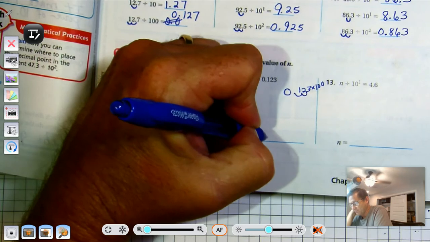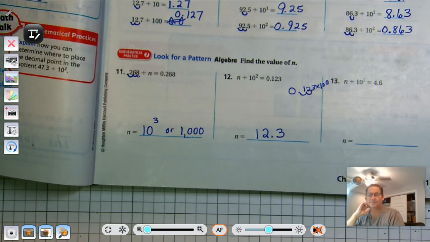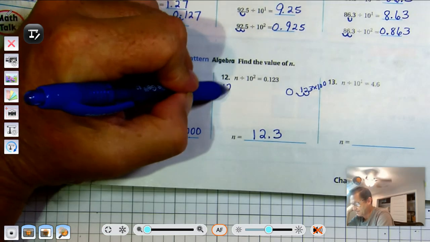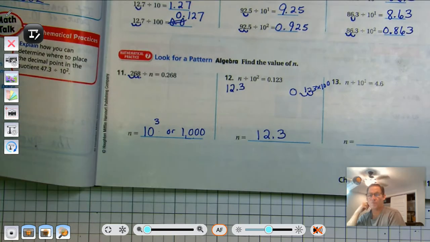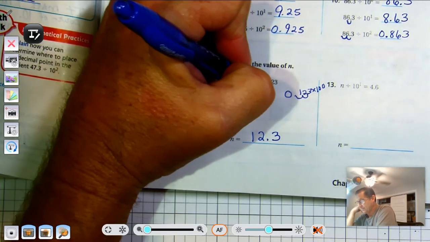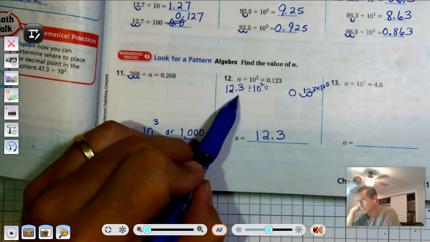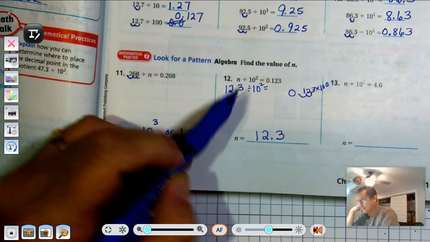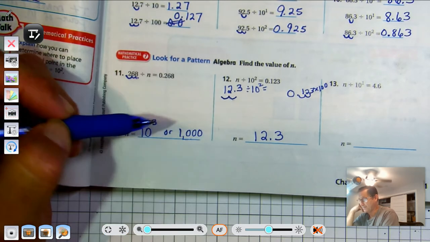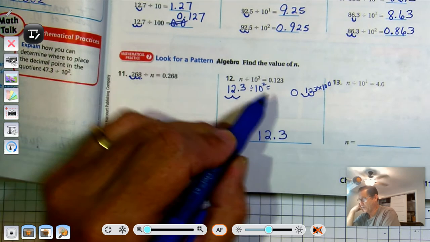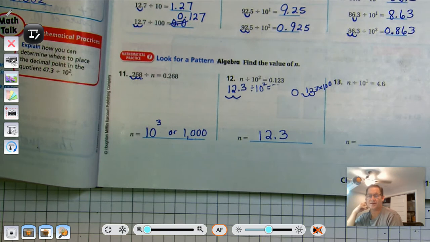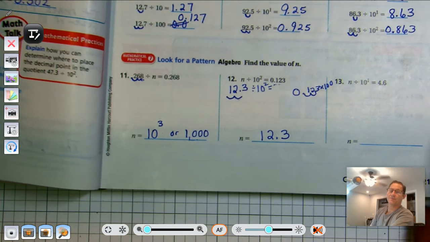So we would have 12.3. Let's see if that makes sense. If we have 12.3 divided by 10 to the second, that means move the decimal point 2 places to the left, and we'd have 0.123. So that is correct. All right, number 13.